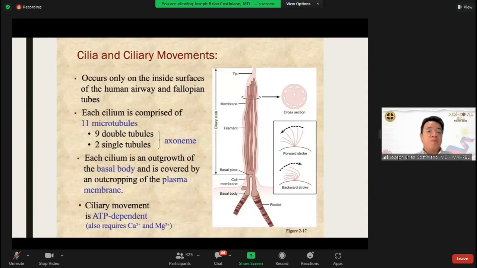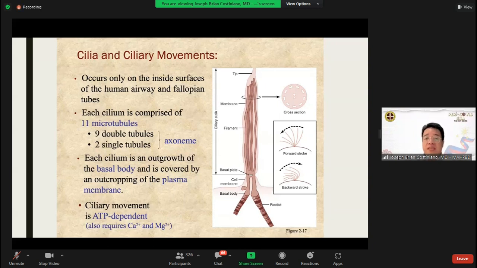Now, cilia and ciliary movements. The cilia is composed of 11 microtubules: 9 double tubules and 2 single tubules. These 9 double tubules and 2 single tubules comprise what you call your axoneme. Just remember that your cilia is an outgrowth of your basal body, and it is covered through budding from your plasma membrane as well. So it is also contiguous with the plasma membrane.